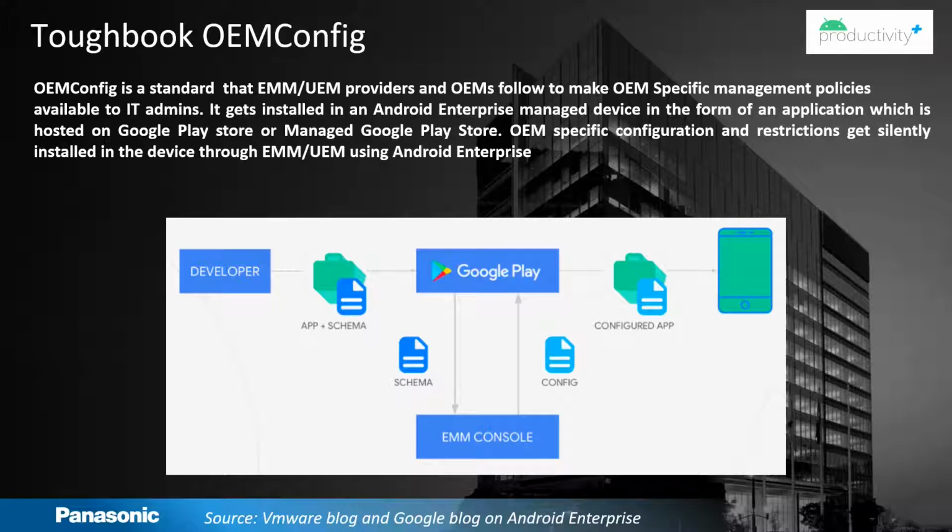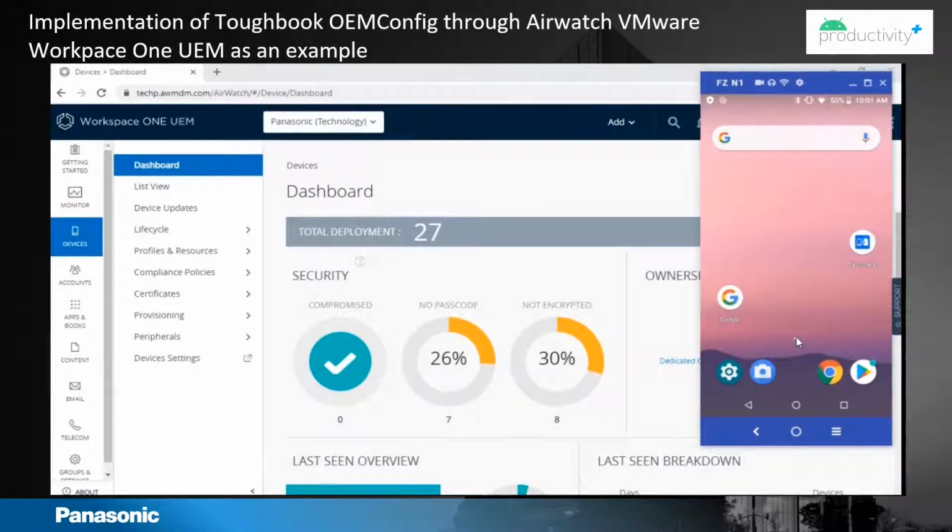The OEMConfig app made by Panasonic is called TOUGHBOOK OEMConfig and it is part of our Productivity Plus software platform. Alright, now let's see how to implement it in a device through EMM or MDM, however you want to name it. The device we'll be looking at today is the TOUGHBOOK N1 and the MDM is AirWatch VMware Workspace ONE. This is how the MDM console looks. The device screen shown here is from the N1.